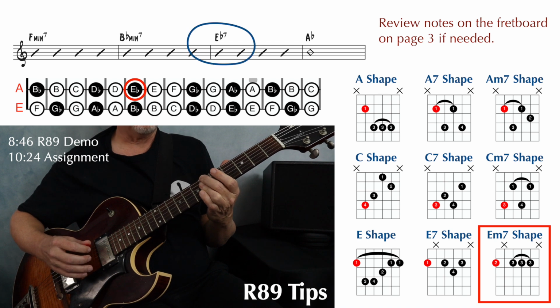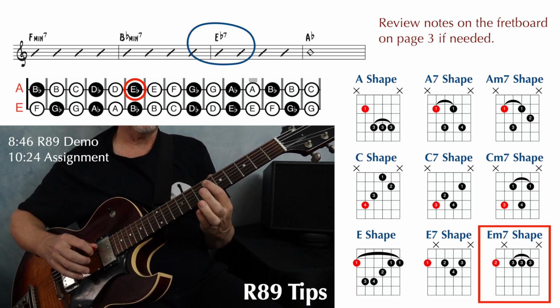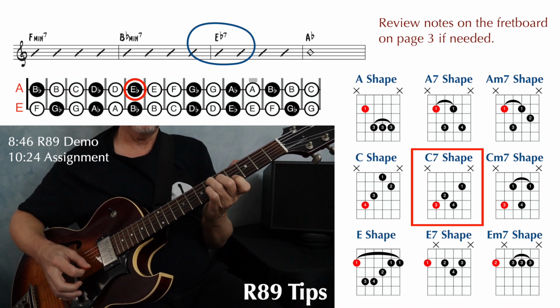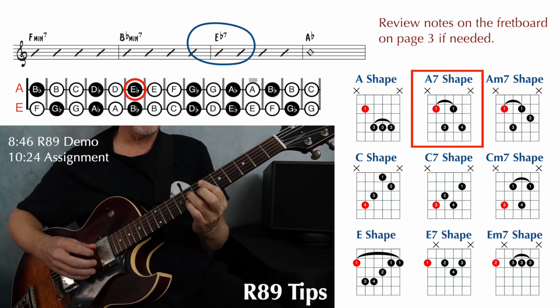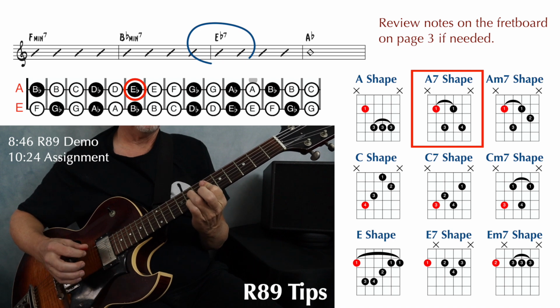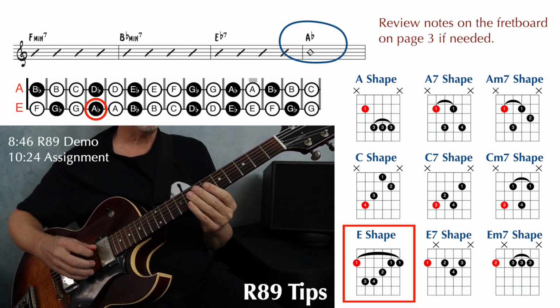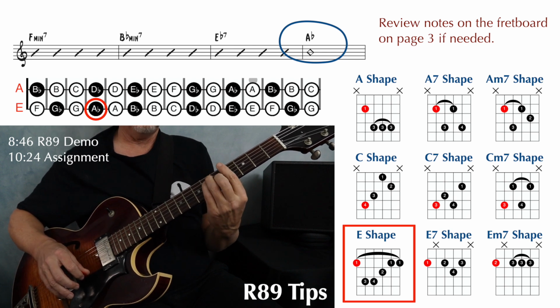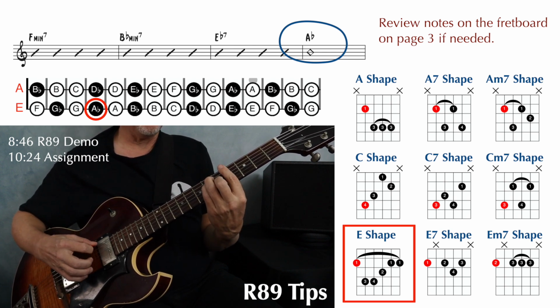E flat 7, our closest E flat is there at the 6th fret. I am going to play the C7 shape for this. You could choose the A7 shape. And then we have an A flat major. The closest one is at the 4th fret on the 6th string, and you play that big old E major shape from there.